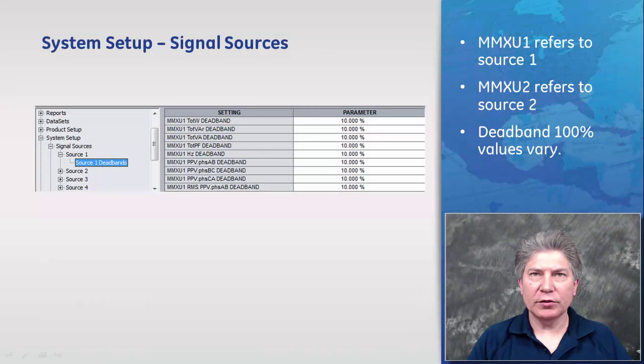Next, we'll look at the signal sources. This is where we find dead band configuration for our metered values. MMXU refers to source 1. Under source 2, you'll find logical node MMXU2 and so forth, so on. In previous versions, the sources were located on one screen. Now each source has its own menu. Different meter values have different references for the dead band percentage. For example, the phase current has a reference of 46 times CT primary, and phase-to-phase voltage is 275 times the VT ratio setting. So you need to check the manual for what the references are for each parameter.